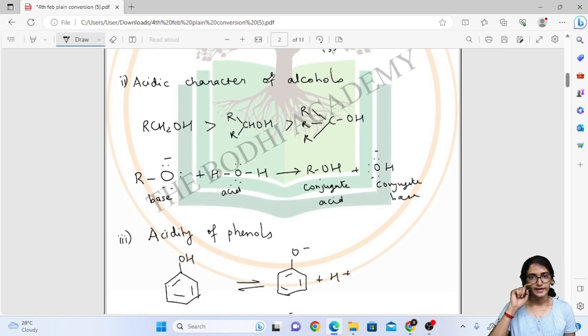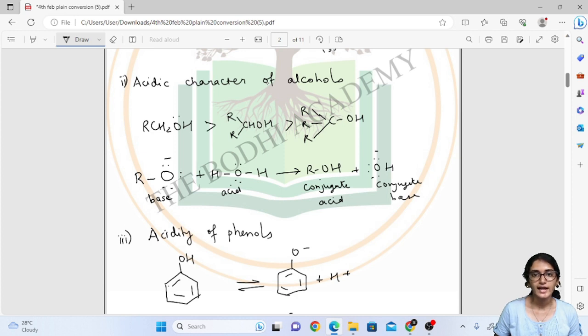Next is the acidic character of alcohol. If you see acidic character, primary alcohol is more acidic than secondary and then tertiary. Now what is the reason behind this order? This oxygen is from the alcohol group, so to this alcohol group what is attached? The alkyl groups are attached, RCH2.